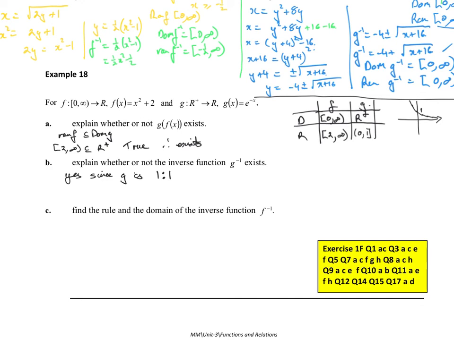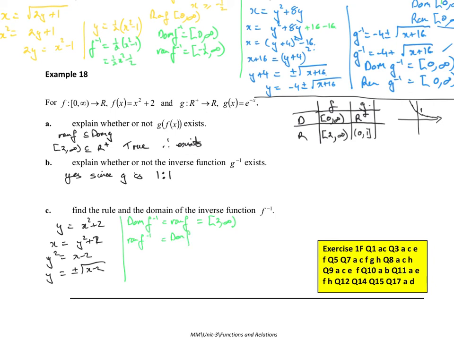Okay, so we want f inverse. For f, y equals x squared plus 2, so x equals y squared plus 2, so y squared equals x minus 2, y equals plus or minus the square root of x minus 2. So we should be able to eliminate one of those plus or minuses. The domain of f inverse is equal to the range of f, which we wrote down, and the range of f is from 2 to infinity, and the range of f inverse is equal to the domain of f, which is from 0 to infinity.